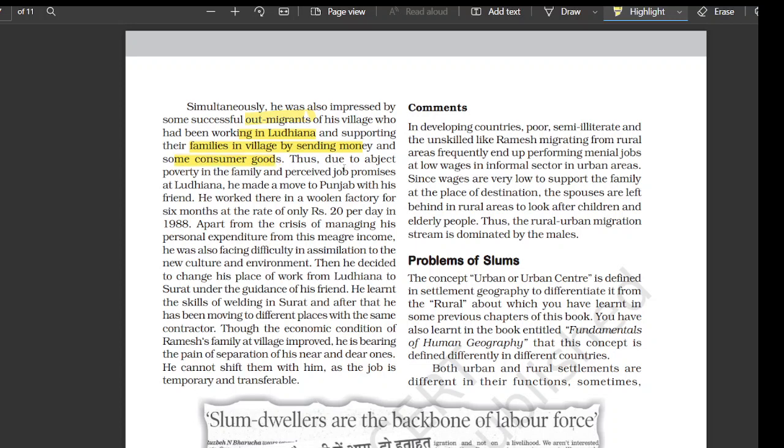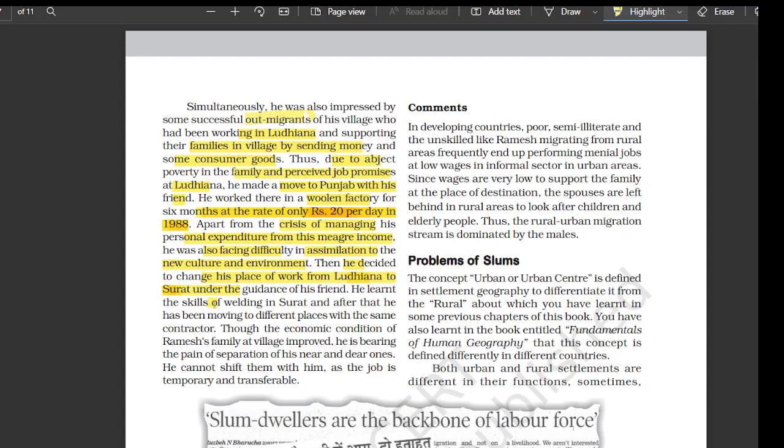Thus, due to abject poverty in the family and perceived job promises at Ludhiana, he made the move to Punjab with his friend. He worked there in a wooden factory for 6 months at the rate of only rupees 20 per day in 1988. Apart from this crisis of managing his personal expenditure from the meager income, he was also facing difficulty in assimilation to the new culture and environment. Then he decided to change his place of work from Ludhiana to Surat under the guidance of his friend.